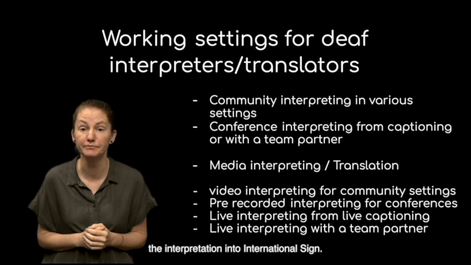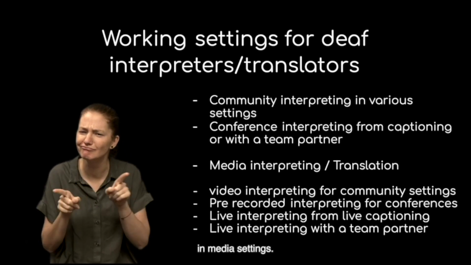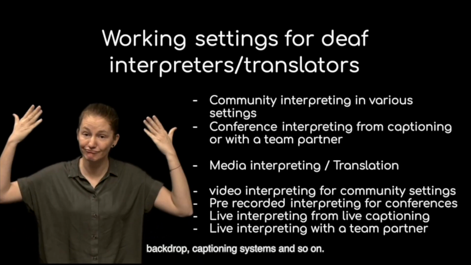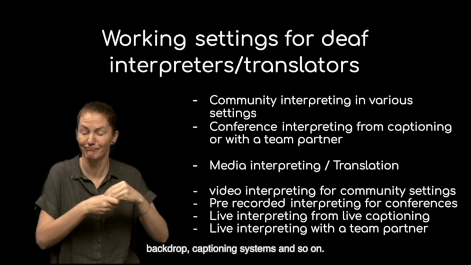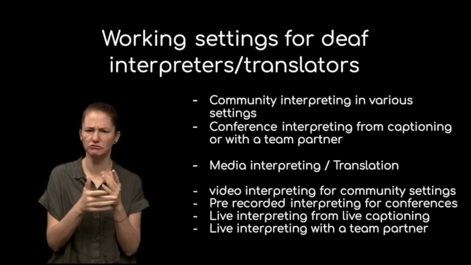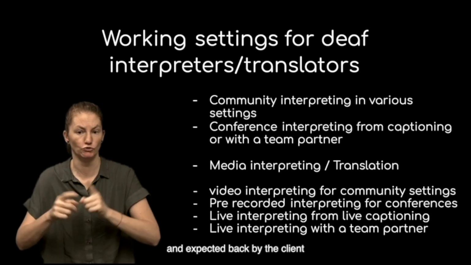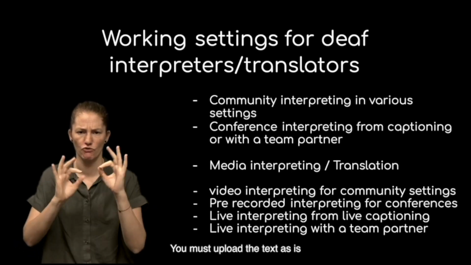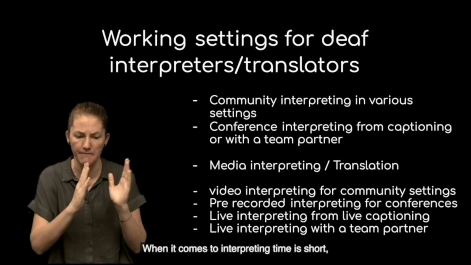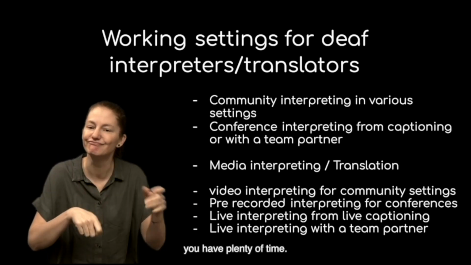The third point on the slide refers to interpreting and translation in media settings. For this domain of work, much equipment is needed, such as camera, proper lighting, backdrop, captioning systems, and so on. It is important, at this point, to make the distinction between interpreting and translating. For interpreting, materials are sent and expected back to the client in a short space of time. You must upload the text to the captioning system to then work into sign language in one take before sending it to the client. When it comes to interpreting, time is short. You have to prep and complete the task quickly.